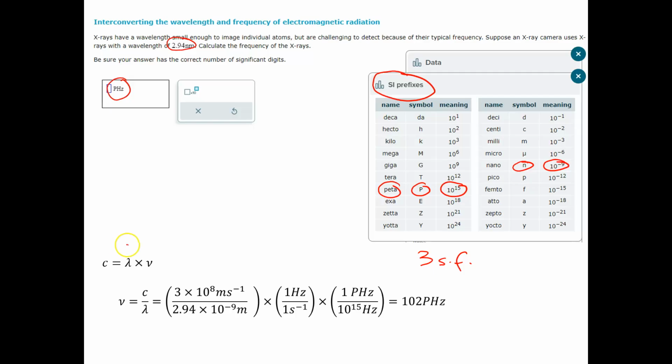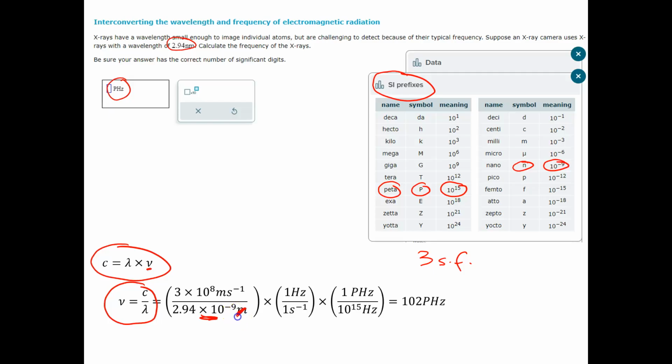First thing that we want to do is write out the formula that relates wavelength and frequency. So C equals wavelength times frequency. C equals lambda times nu. We want to calculate the frequency, so we reorganize our equation to solve for the frequency. So the speed of light is 3 by 10 to the 8 meters per second, and our wavelength here is 2.94 nanometers, and you can see I just substituted the power of 10 for the symbol lowercase n.